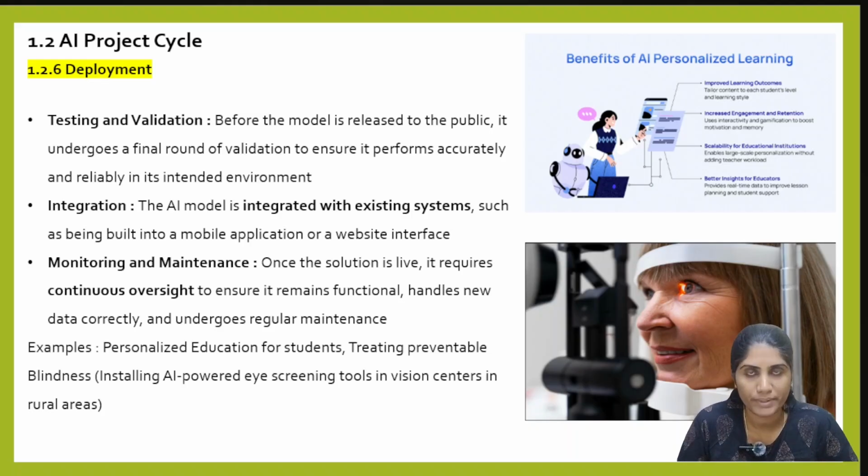Coming to the deployment stage, these are the next steps you have to consider while deploying your model. The first one is testing and validation. What is testing and validation? Before you release your model to the public, it undergoes a final round of validation with the testing data. You validate whether it provides accurate, correct, reliable results. That is what we call the testing and validation phase. Once this is done, next we move on to integration.